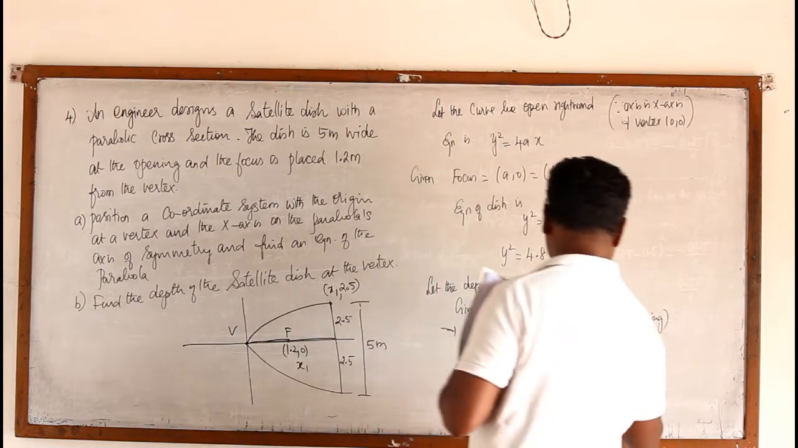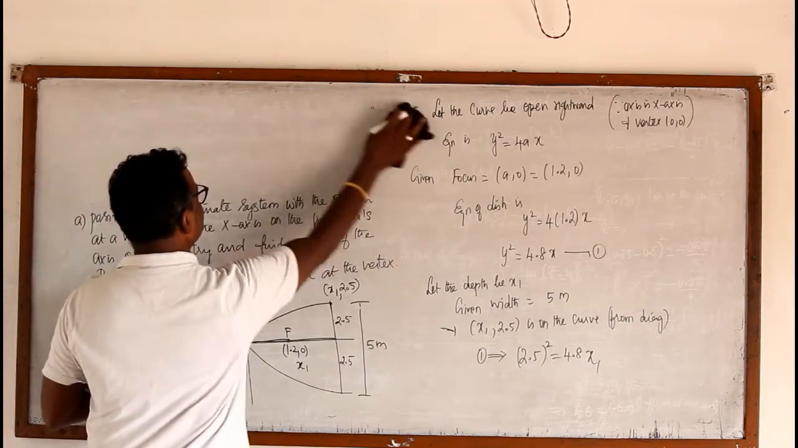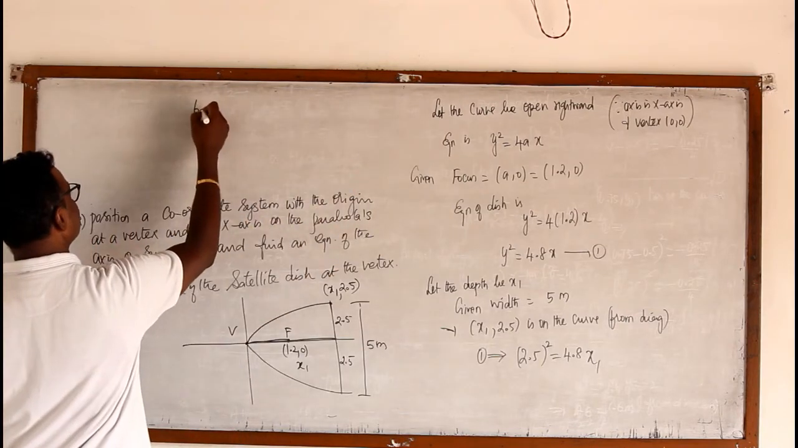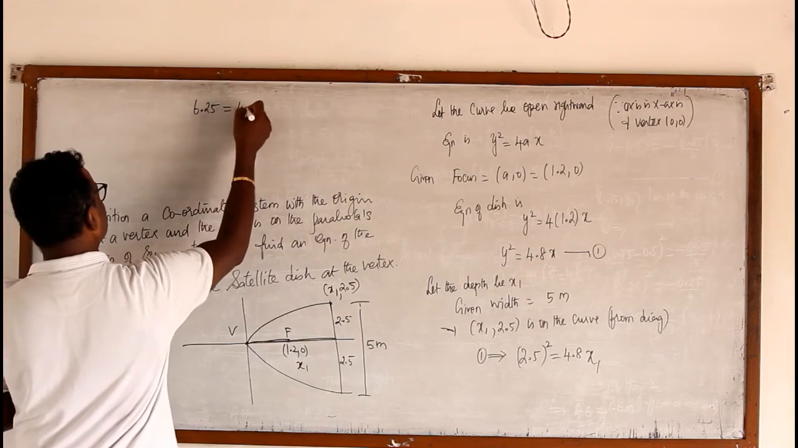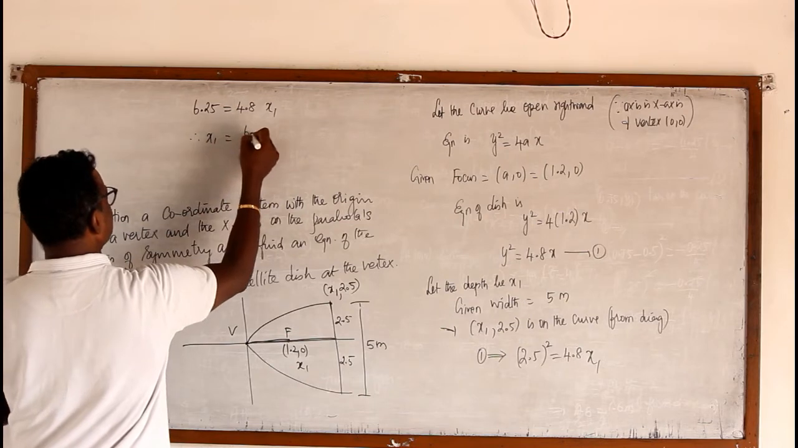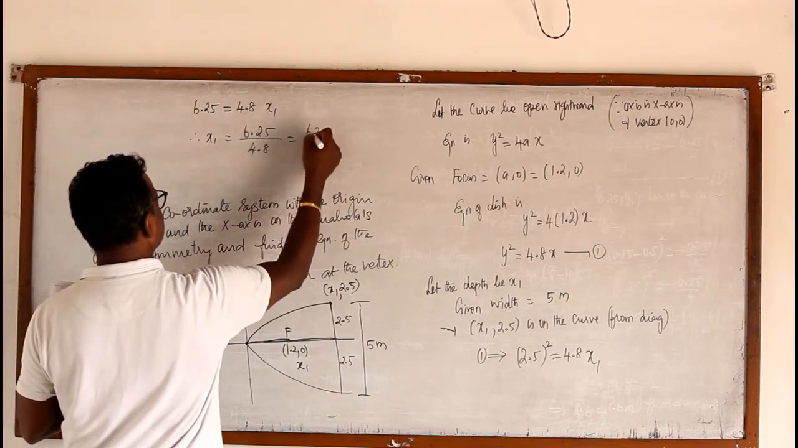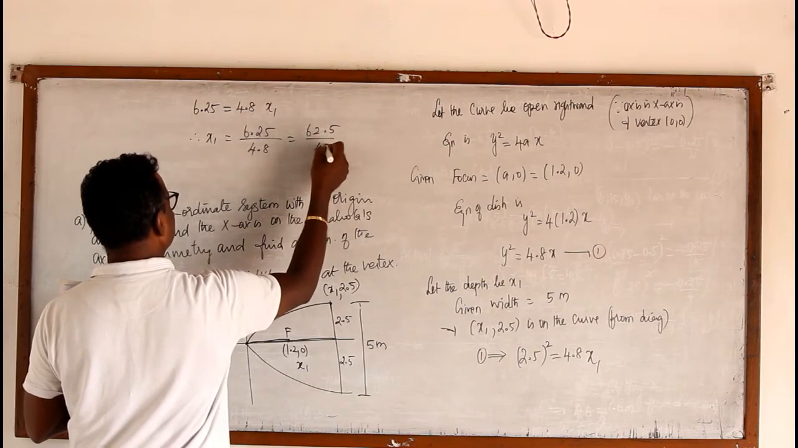From this with 4.8 x1, I can find the x1. Therefore 2.5 whole square is 6.25, equal to 4.8 x1. Therefore x1 equals 6.25 by 4.8. So we say 62.5 by 48.